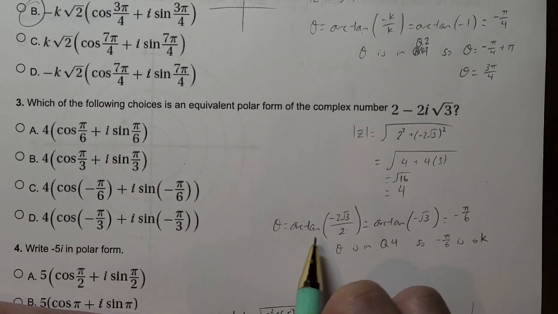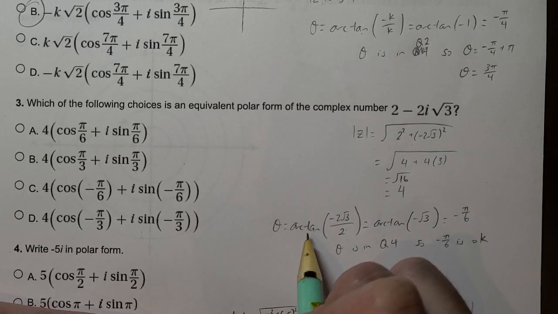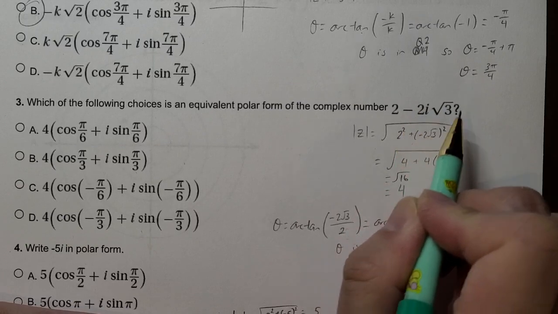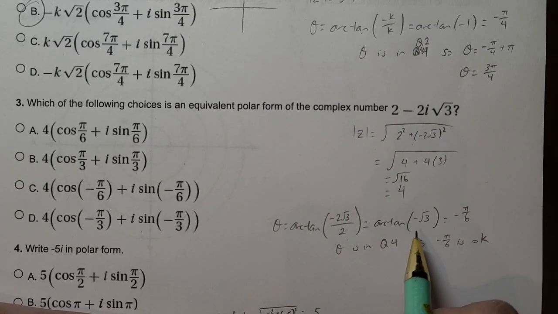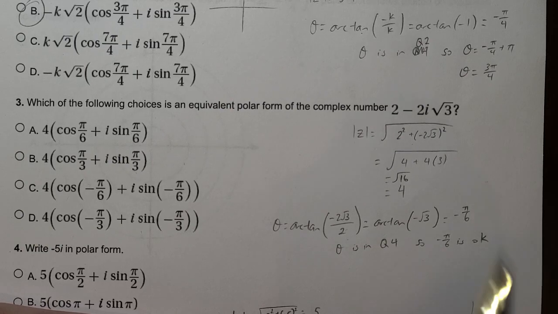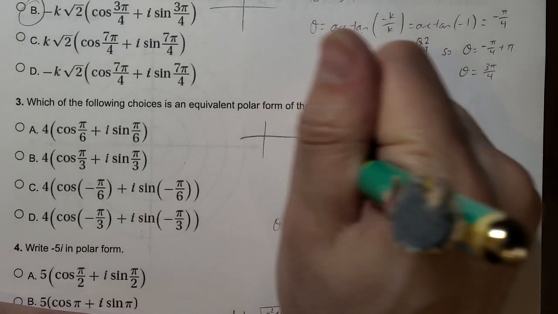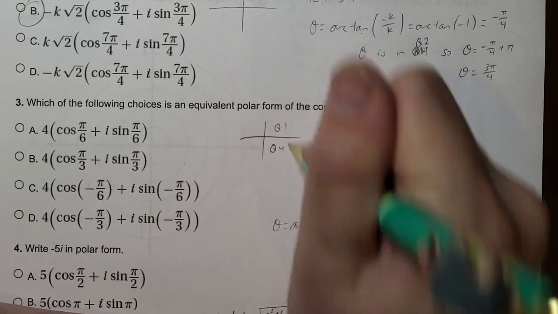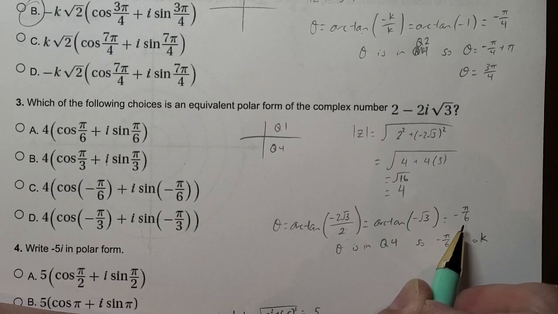Now the angle. Arctangent of minus 2 root 3 over 2. So arctangent of the imaginary components over the real components. So that's arctangent of negative root 3. What is that? Remember the domain of arctan, once again, is between negative pi over 2 and pi over 2. Arctangent spits out something in these two quadrants. So it would spit out pi over 6.